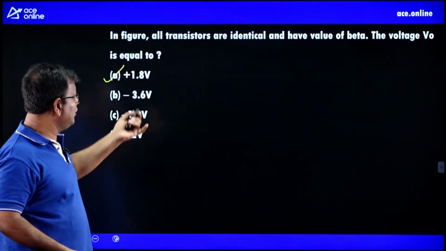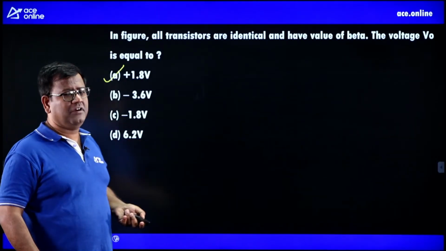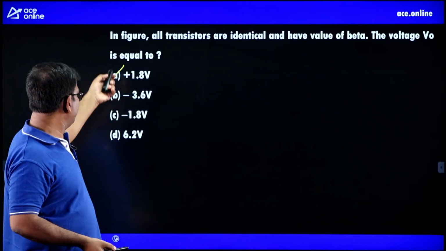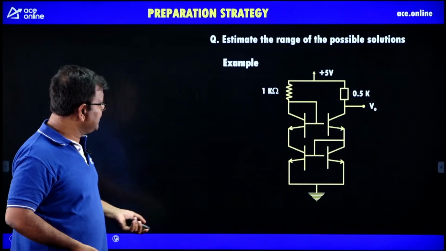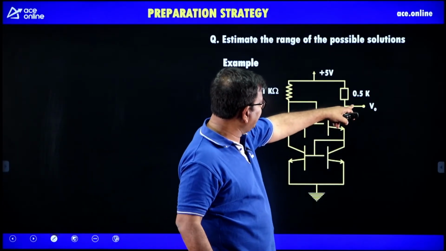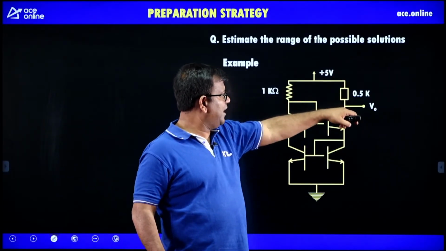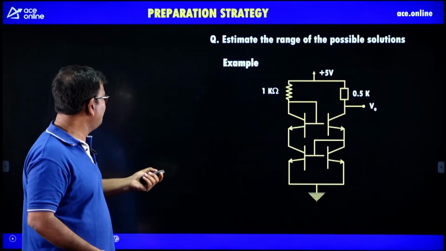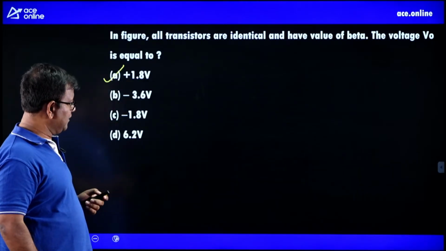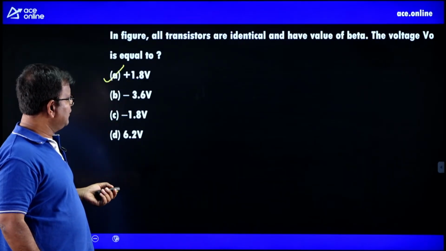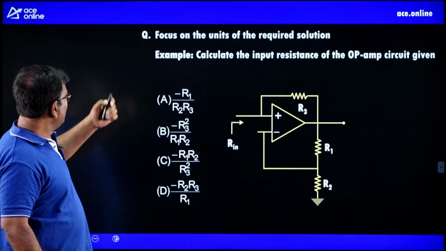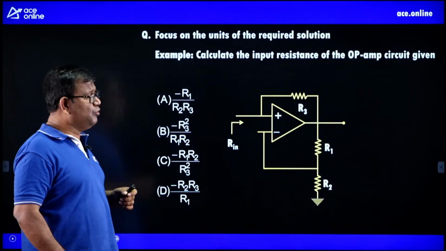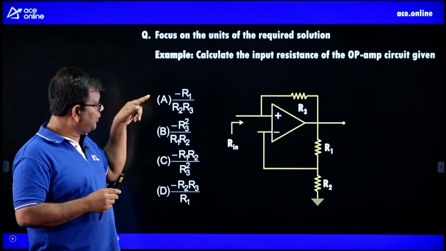So you can solve that problem, but even before, even without solving a problem, if you look at the options, the option itself tells that this voltage which is hanging between 0 and 5 has to be somewhere between, you know, the numbers 0 and 5. So hopefully 1.8 is the right answer, right? So this is a nice GATE problem. Now focus on the units of the required solution. So I took one more GATE problem here.